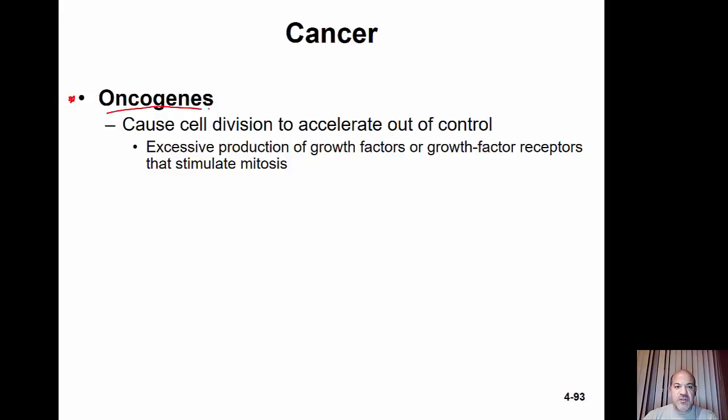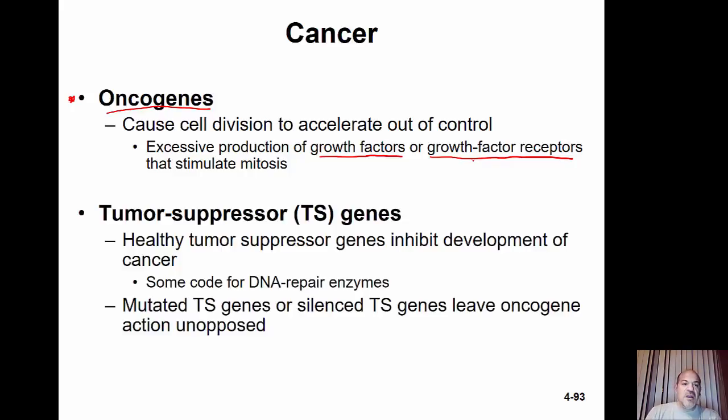There's one group called oncogenes. These cause cell division to accelerate out of control. The way these genes do it is they accelerate the production of growth factors, which get cells to go through division, or they accelerate the production of growth factor receptors on the membranes of cells. And so there's more interaction of those growth factors with those cells.